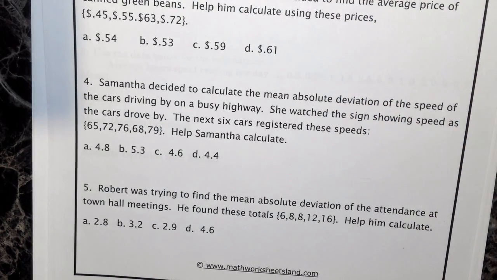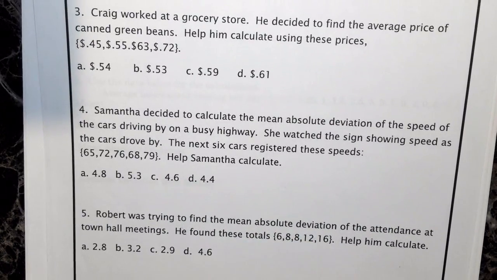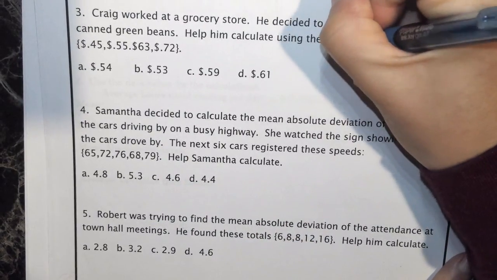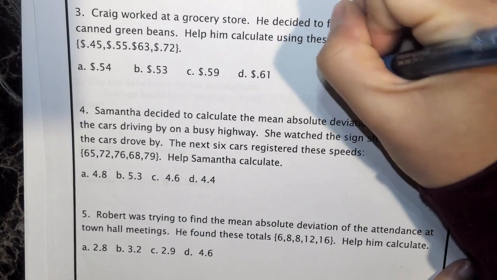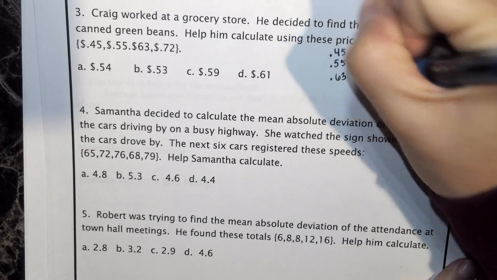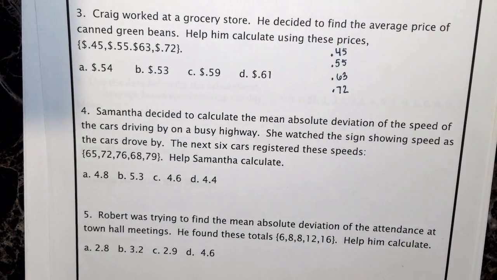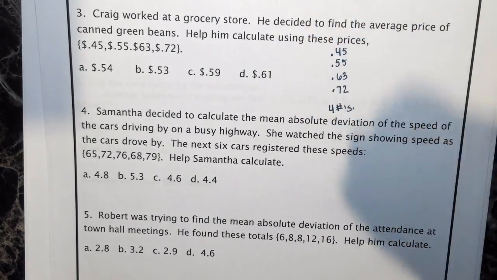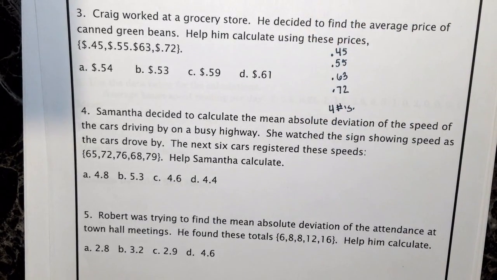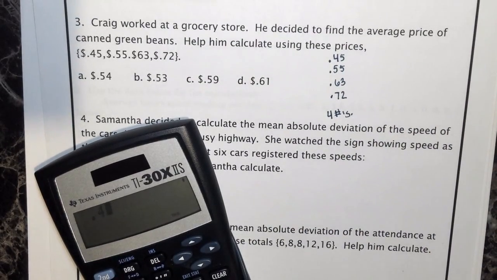Now, I want to do this one together because we are dealing with decimals. So if you look at number 3, the decimals you're working with are 45 cents, 55 cents, 63 cents, and 72 cents. You're finding the mean. I have 4 numbers. I need to find the total. So you need to add all these up. So go ahead and add these 4 decimals up. You can use a calculator if you would like.